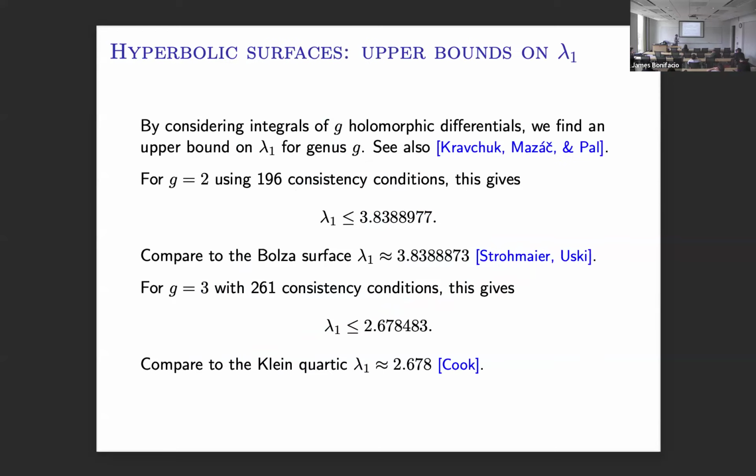You can also do a more complicated bootstrap setup where you have external holomorphic forms, and that lets you find bounds on the first eigenvalue. So maybe this is the most impressive result. You can show that the first eigenvalue of the scalar Laplacian on a genus 2 surface must be less than or equal to 3.8388977. You can compare this to the famous genus 2 surface called the Bolza surface, whose first eigenvalue is 3.8388873. You can see that the bootstrap result is really close to the example manifold, and it's a similar thing in genus 3.